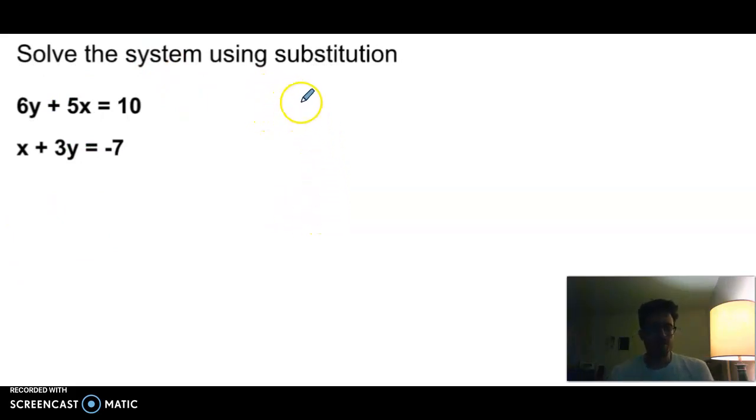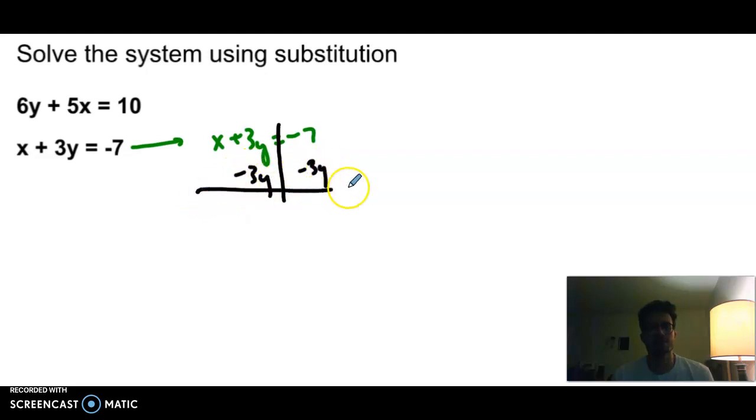Let's solve another one here. This one, we don't have x equals something or y equals something, but we can solve for one of the variables. So I'm going to take this one. I see x plus 3y equals negative 7. I'm going to subtract the 3y on both sides, and I get x is equal to negative 7 minus 3y.